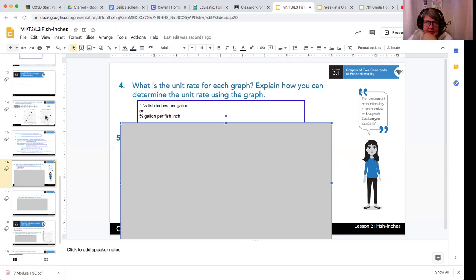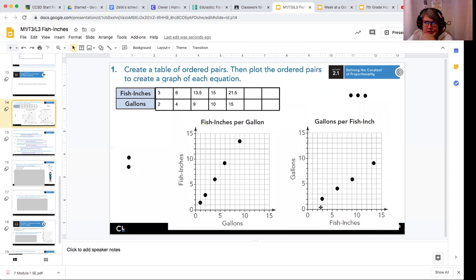The graphs look similar. This one kind of goes up a little steeper. This isn't as steep, but they're giving you the same information. It just depends. Am I starting with gallons or am I starting with fish inches?